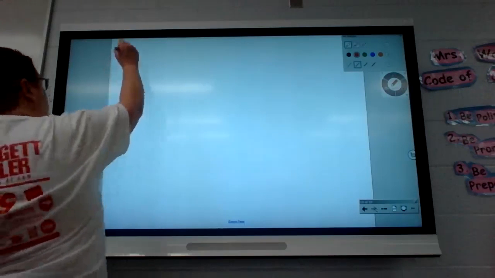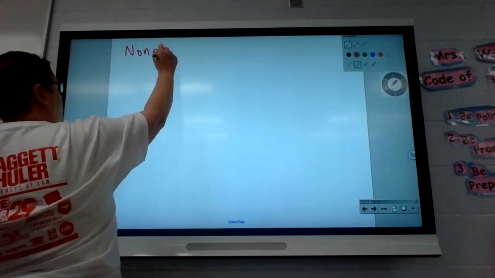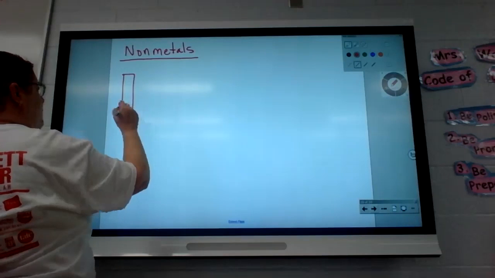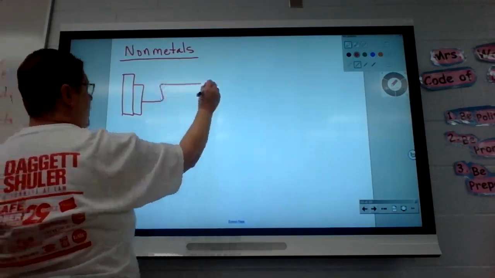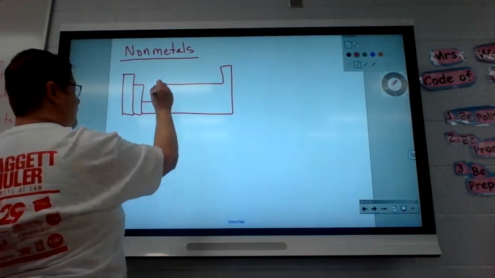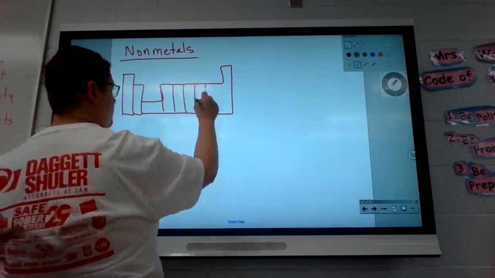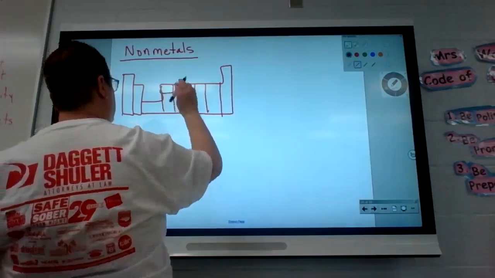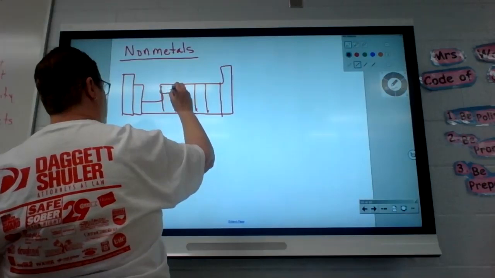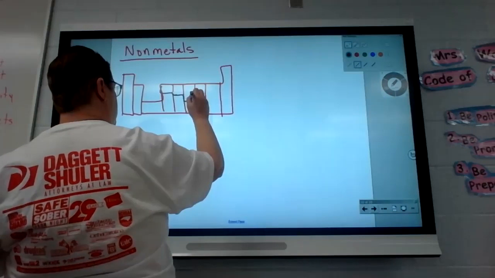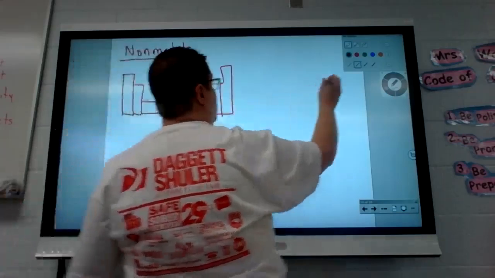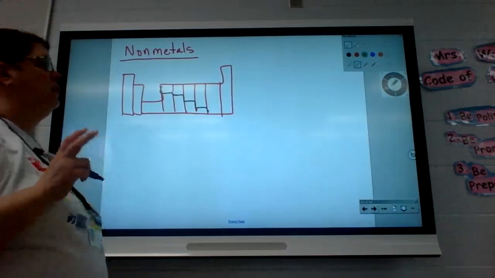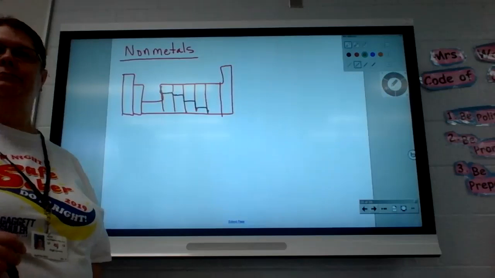All right. So for non-metals, what side of the periodic table am I looking at? Right, looking at the right. All right. So again, drawing a periodic staircase here. Ugly one, but staircase nonetheless. This time I'm going to label which group will not react at all.